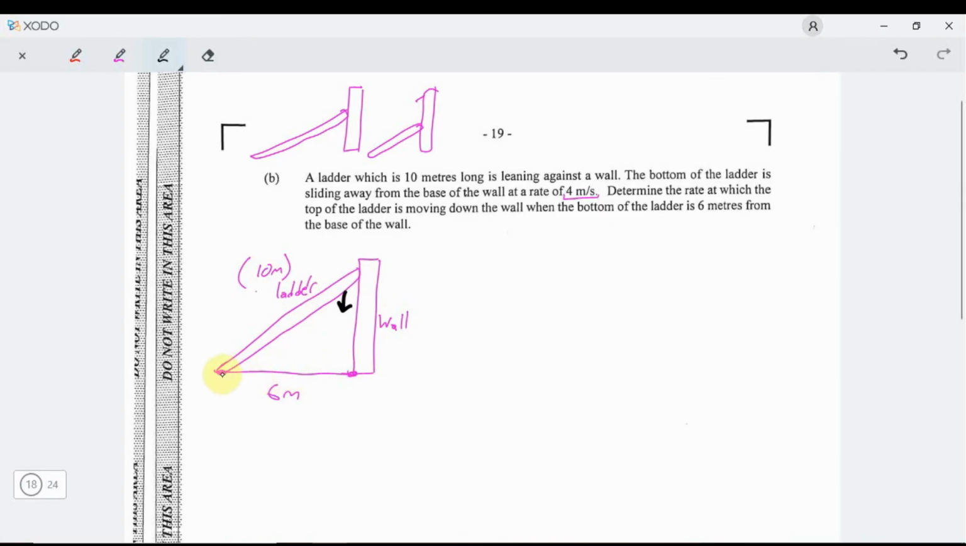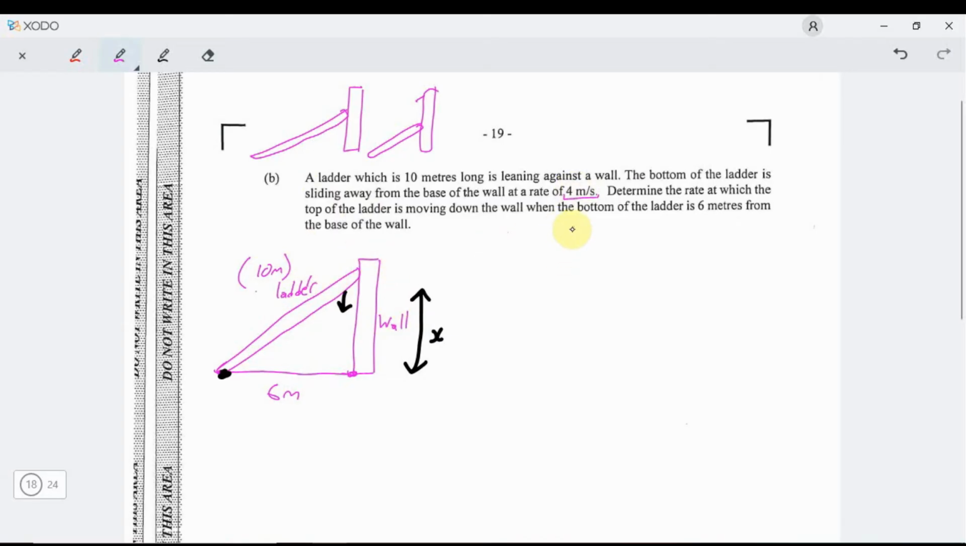The ladder right here, the top of the ladder, and we know that the bottom of the ladder right here is 6 meters away from the base of the wall, right? So in that case, over this side now, whatever you want to call this side, I'm just going to call it x for now. So we know, look at this, follow what I'm saying now.